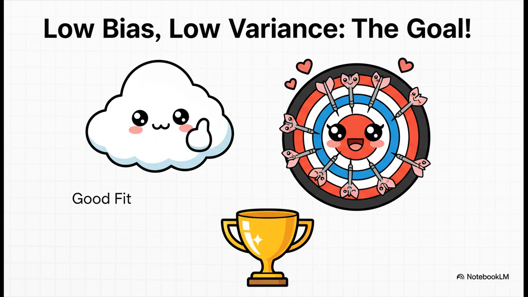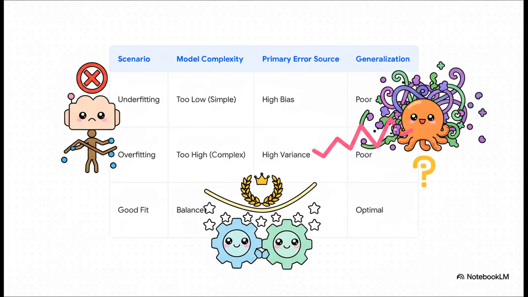That's a good fit. So let's just wrap this all up in a nice, neat package. On one side of the spectrum, you have underfitting. The model is too simple, it suffers from high bias, and it's just plain bad at its job. On the other extreme, you have overfitting. The model is way too complex, it suffers from high variance, and it can't generalize to new situations. And right there, in that perfect sweet spot in the middle, is our good fit, a balanced model with low bias and low variance that actually works in the real world.